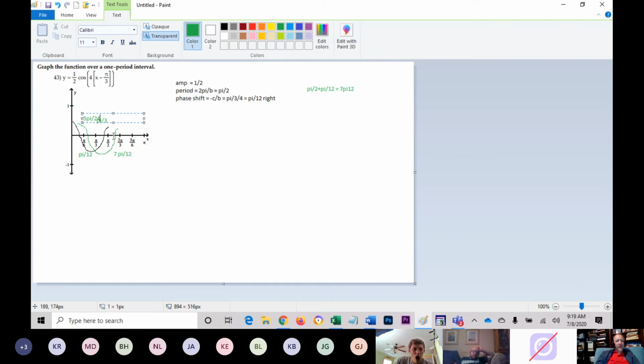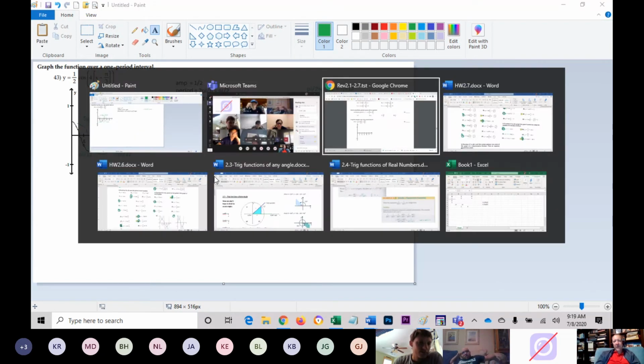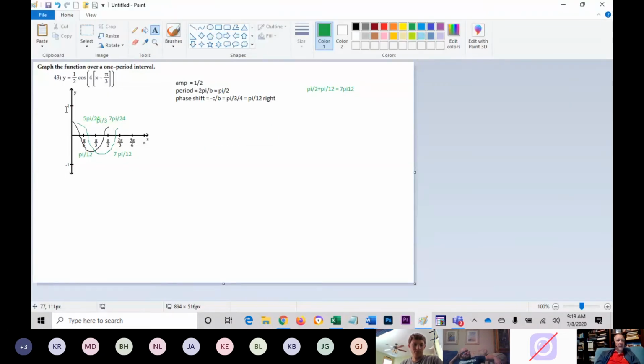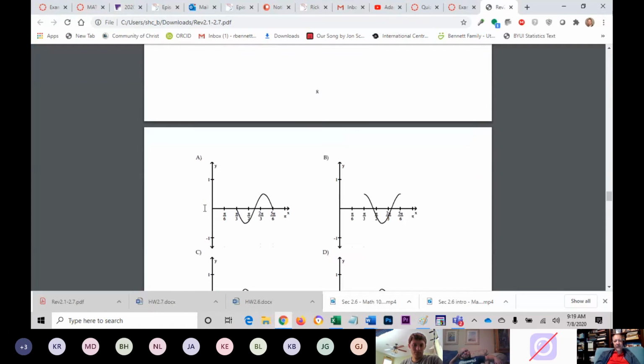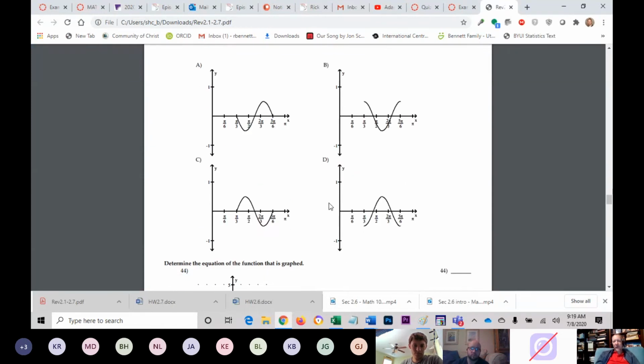And then this other place where it crosses here is going to be, yeah, 7 pi 24ths. Does that make sense? So if we were drawing that, that's what it would look like. I know this was a multiple choice question, but really, this is what it should be looking like. So basically, we can throw that one out right away, and that one too.